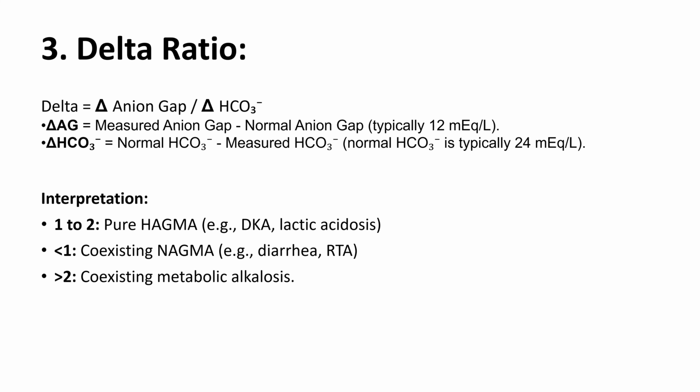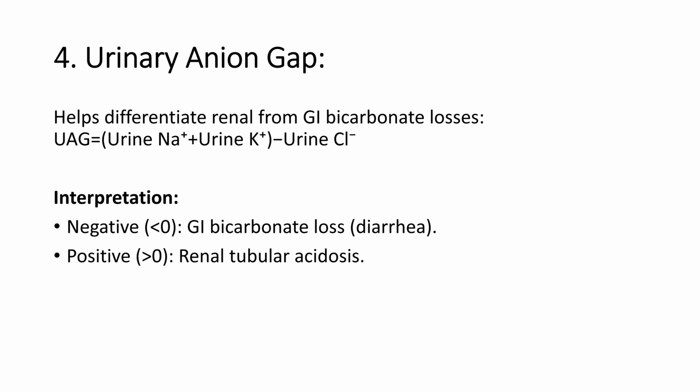To differentiate between pure high anion gap metabolic acidosis from coexisting normal anion gap acidosis or metabolic alkalosis, and urinary anion gap to identify renal versus gastrointestinal bicarbonate loss. This systematic diagnostic strategy ensures coexisting conditions like metabolic alkalosis or chronic respiratory acidosis are not overlooked.